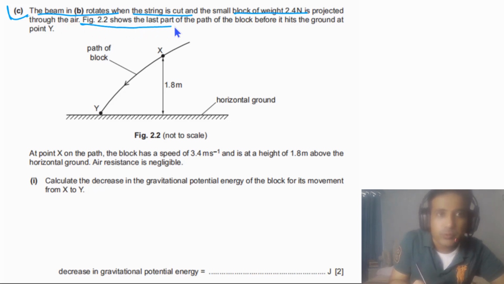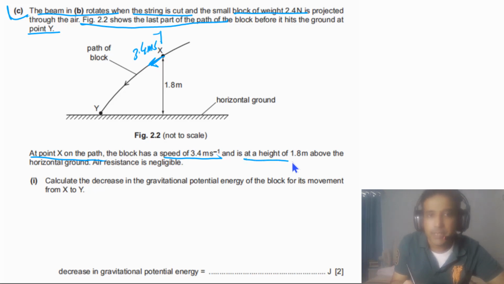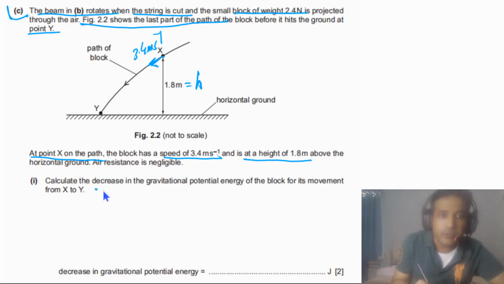Figure 2.2 shows the last part of the path of the block before it hits the ground at point Y. At point X on the path, the block has a speed of 3.4 meters per second, which means the speed of the block is given, and it is at a height of 1.8 meters above the horizontal ground. So this is the height of this block above the ground at point X. For part C1, we need to calculate the decrease in the GPE of the block for its movement from X to Y.